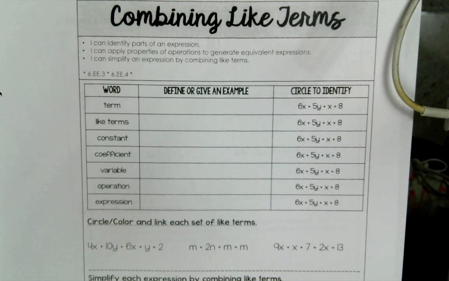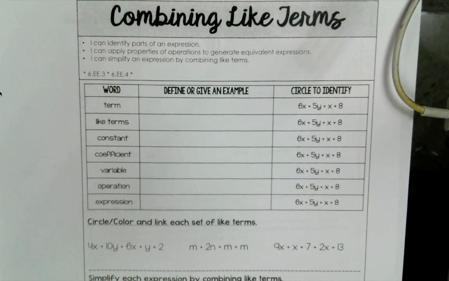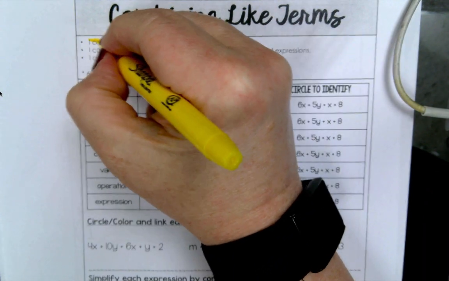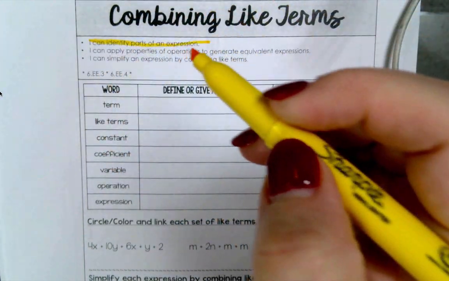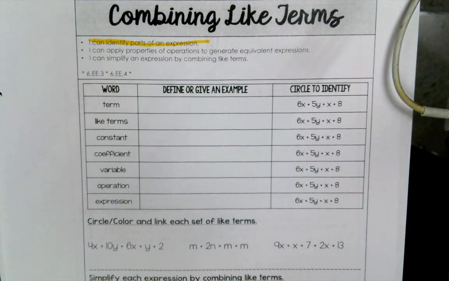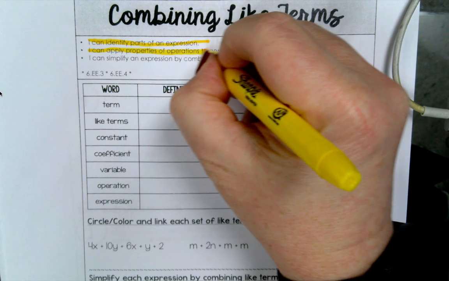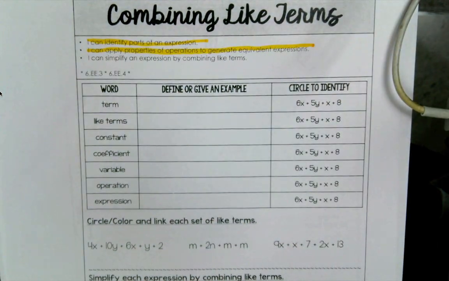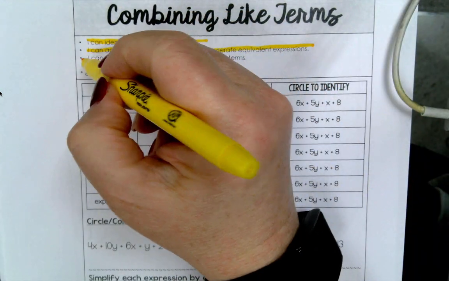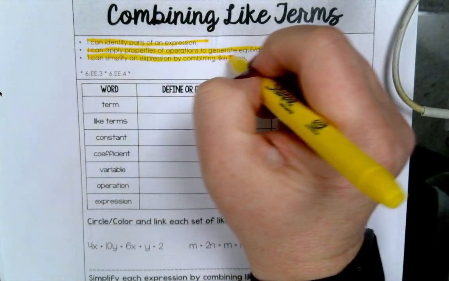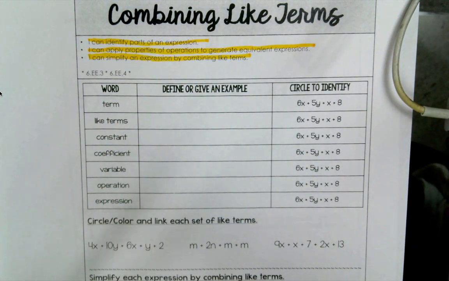So let's talk about our objectives that we're going to be looking at. We may not master them today, but they are going to be a hardcore focus, okay? Identifying the parts of an expression. Applying properties of operations to generate equivalent expressions. We'll get there. That will not be mastered today. Simplifying an expression by combining like terms. This is really an introduction, and we're going to keep practicing as we go. So let's get this started.